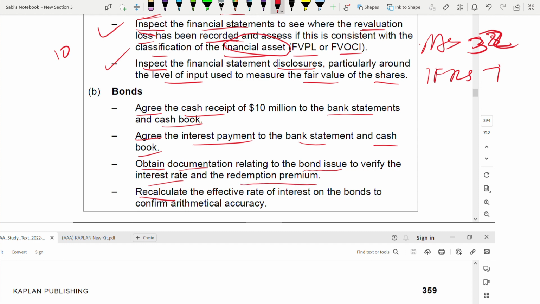To verify the interest rate and redemption premium. Because through documents only you can say that this much is the interest for the bond and this much is the redemption with premium. Then recalculate. Wherever you are doing the calculation again to check, it's called recalculate. So recalculate the effective rate of interest on the bond to check the accuracy.